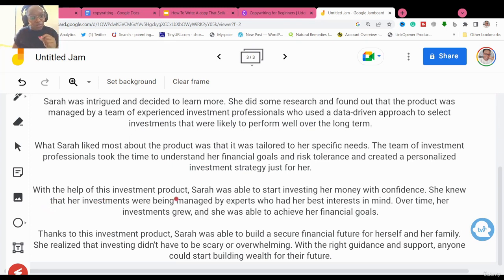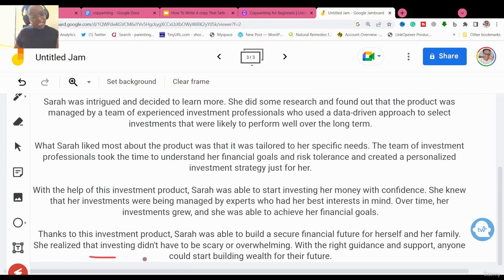So with the help of this investment product, Sarah was able to start investing her money with confidence. She knew that her investments were being managed by experts who had her best interest in mind. Over time, her investments grew. Remember, this is one of my goals. Of course, I want the investment to grow. And she was able to achieve her financial goals. I was able to save up for my children's education. I was able to buy my house. I was able to save up for my retirement. So thanks to this investment product, Sarah was able to build a financial future for herself and her family.